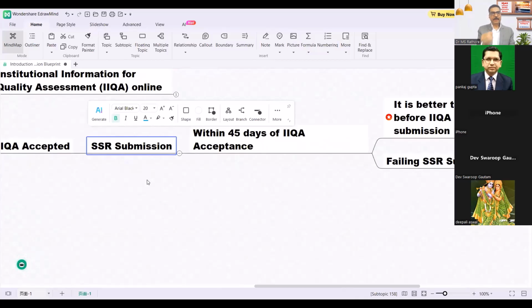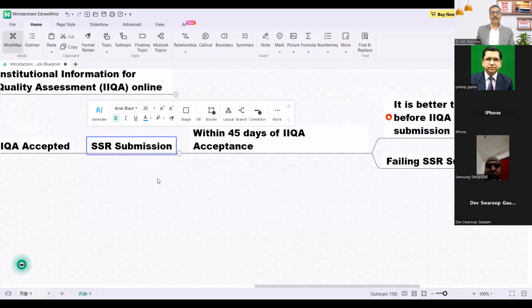Registration, IIQA submission, and SSR submission. Once you have submitted the IIQA and it is accepted, within acceptance you would have only 45 days to file the SSR, the self-study report. SSR means self-study report. Now, this self-study report is a very big document.